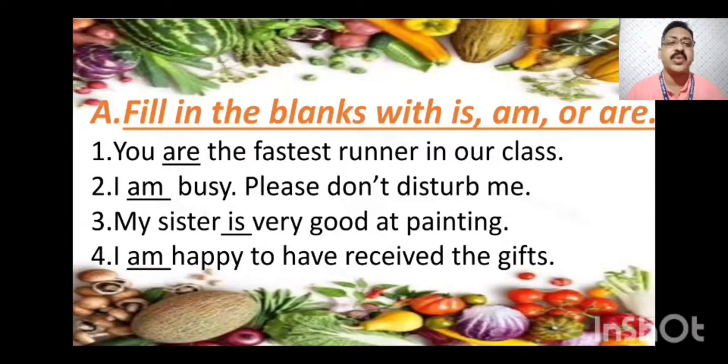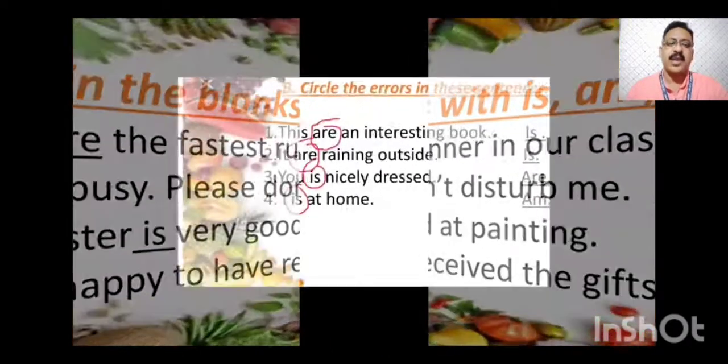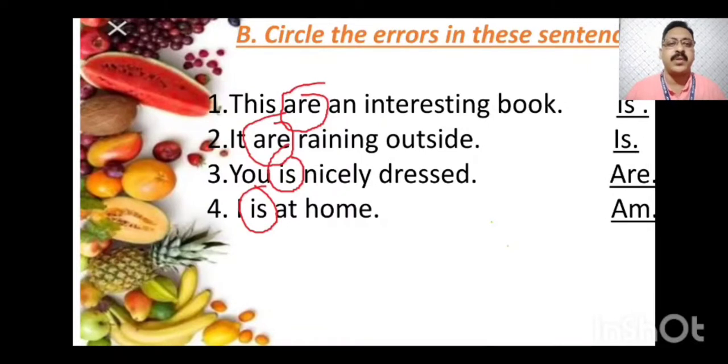Fill in the blanks with is, am or are. Now we will move on to part B. Circle the errors in these sentences. Here you can see some errors are there. You have to mark it, and then you rectify it.